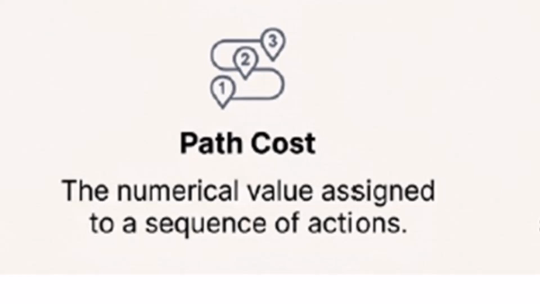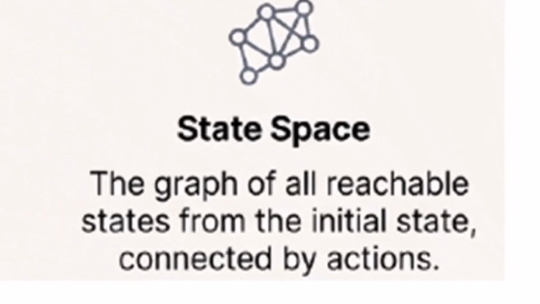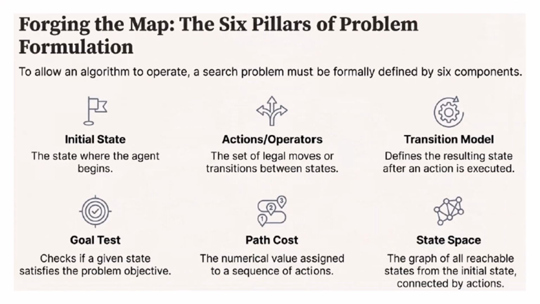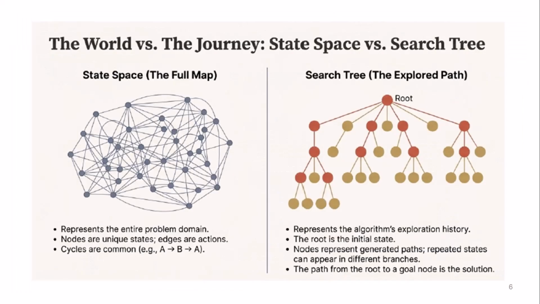Lastly, we have the state space. This is the complete map, the graph of all possible reachable locations and all the connections between them. So once you define these 6 things, you've translated a real-world problem into a language the AI can understand. Now let's look at the state space versus the search tree.